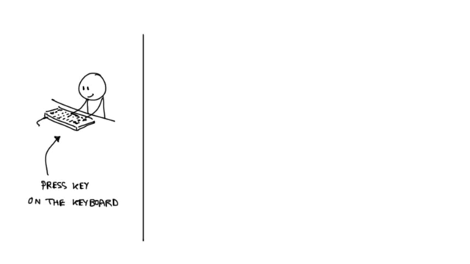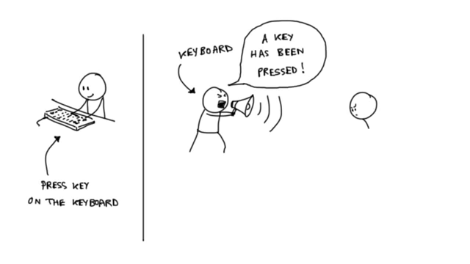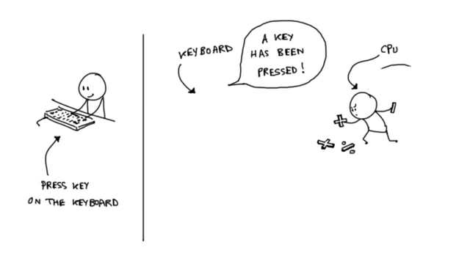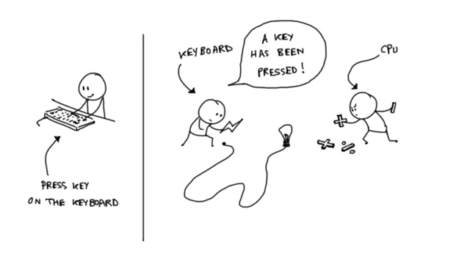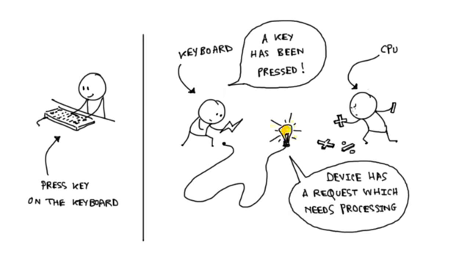When we press a key on the keyboard, it wants to tell the CPU that a key has been pressed. But the CPU is already busy doing something else. So the keyboard places a voltage on the IRQ line assigned to it, and this voltage serves as a signal to the CPU that the device has a request which needs processing.